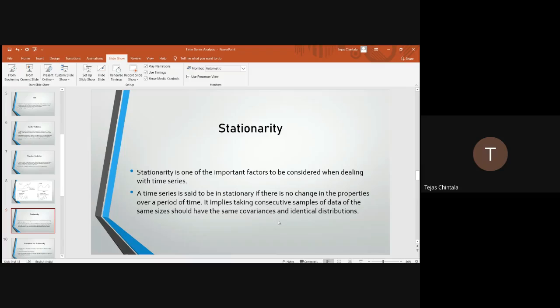This is one of the important factors when we want to see how a business works, like how the progress of a business is. When we analyze the graph of a business, if the progress of the business is a stationary graph, people will be able to analyze it. So that's why it's an important factor.